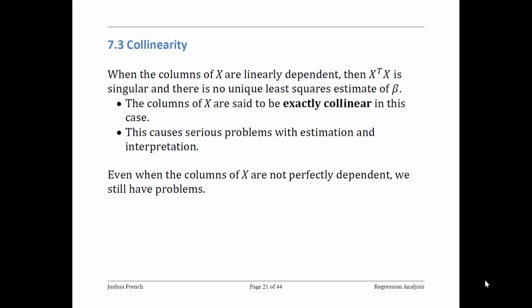So today we're going to be talking about the problem of collinearity in a linear regression context. And we've actually been alluding to this problem at various times throughout the semester, but we're going to formalize the concept today. So we've talked about the fact that when the columns of our X matrix are linearly dependent, then X transpose X is singular, which basically means that it's not invertible. And because of that, there's no unique least squares estimate of beta, our regression coefficients.